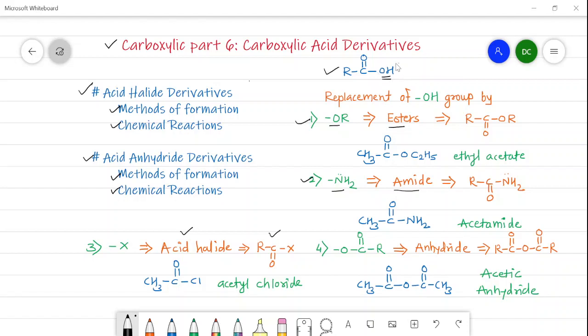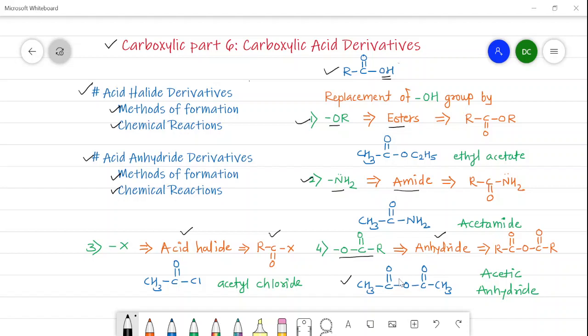Whereas if the OH is replaced by OCOR, then we get anhydride derivatives, that is RCOOCOR. The example for anhydride is acetic anhydride, that is CH3COOCOCH3. So we will focus on acid halide derivatives, that is acid chloride, its methods of formation and chemical reactions, as well as acetic anhydride, its methods of formation and chemical reactions.